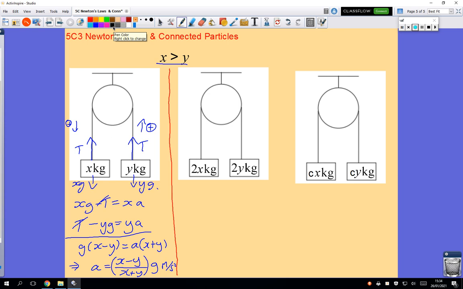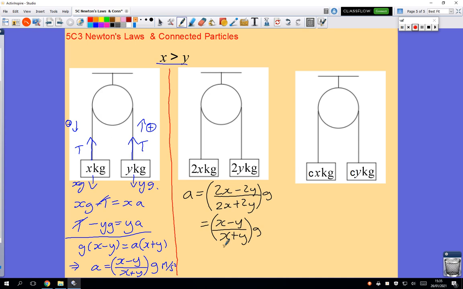Which means if I work out the acceleration of this one, well, the difference between the masses would be 2x subtract 2y, and the sum of the masses will be 2x plus 2y. Again, factoring out a 2 over 2, or dividing the top and the bottom of the fraction by 2. Again, I should have said that's times g. That's the same as x minus y over x plus y times g. So even though I've doubled the masses, the acceleration has not changed because the ratio is the same.